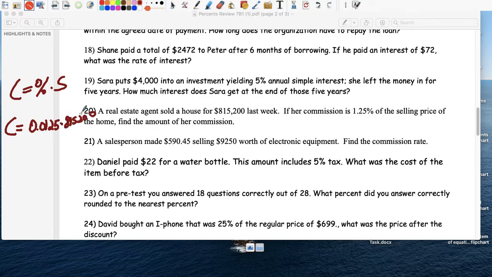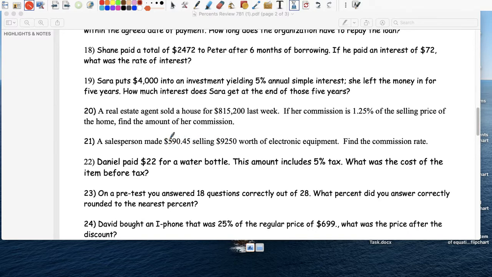How much, if you were the broker here? A lot of money. Times 0.0125. She's taking home as commission $10,190. Don't forget she has to pay taxes, but still not a bad paycheck.